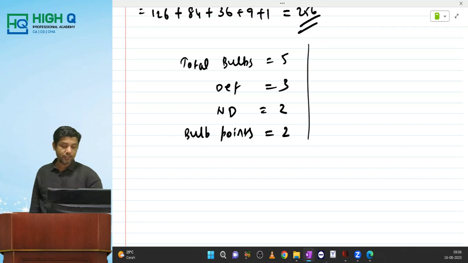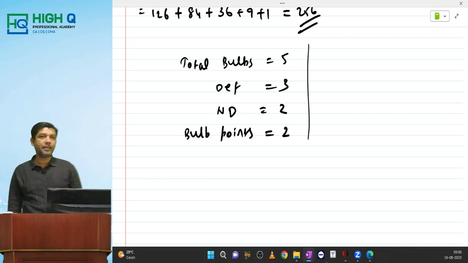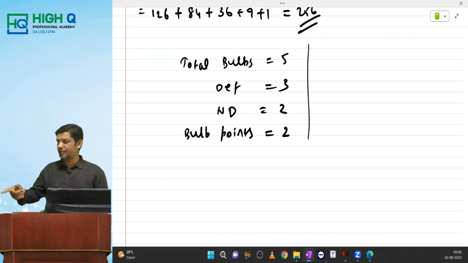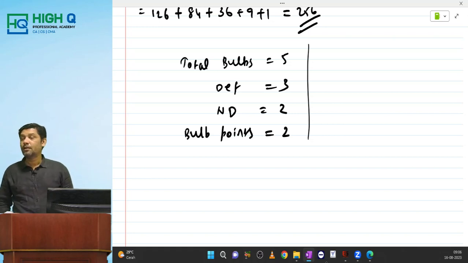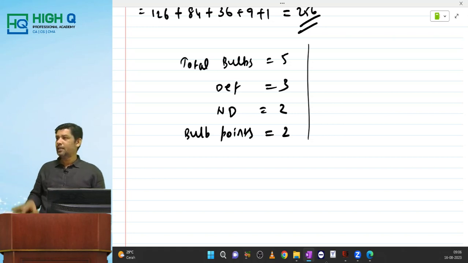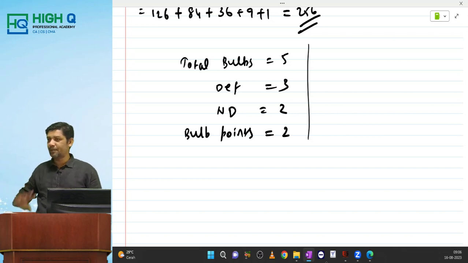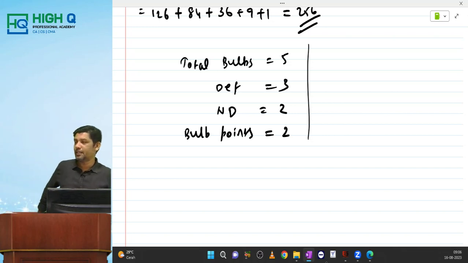Now the question is, what is the question? The room shall be lighted. In a number of trials such that the room shall be lighted. Number of trials we need to find out. Look at this, my dear. What is 'room shall be lighted'?